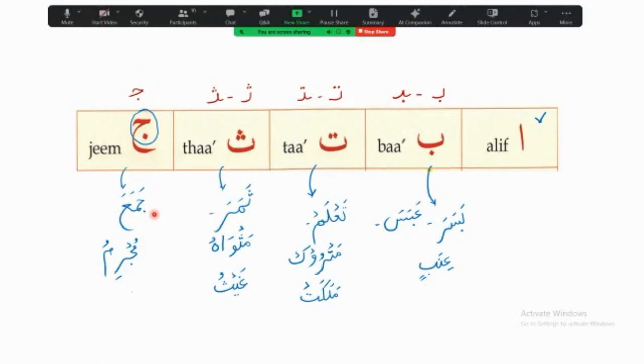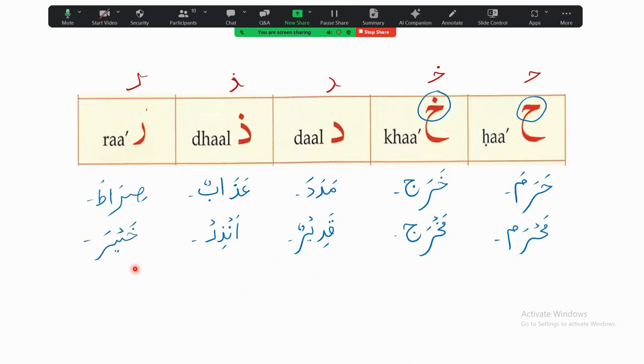So let's see the example. Jama'a. Here, jim is at the start of the word, and the shape is something like this, with the dot below. Let's see the next example with jim in the middle. Here we say mujrimu. Here jim is in between the meme letter and the ra letter. The shape is similar to this, and the dot is below it. So let's see the next letters one by one.